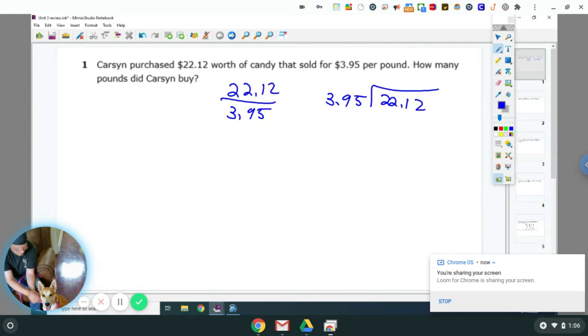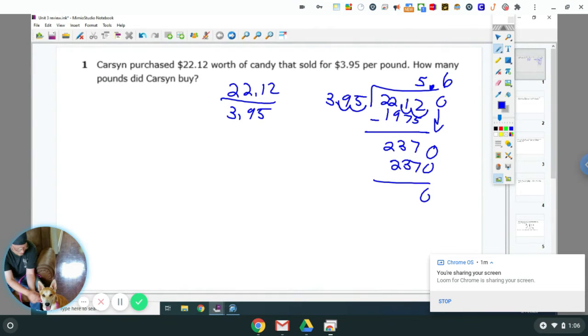You can't have a decimal on the outside, so I have to move this 1, 2 times. What you do on the outside, you do on the inside. So basically you're just dividing 395 into 2,212. 395 goes into 2,212 5 times, which is 1,975. You subtract that, and you get 237 left over. Your decimal's already up there, so you add a 0 and bring it down. Now you divide 395 into 2,370, and it's exactly 6 times. So she bought 5.6 pounds of candy.